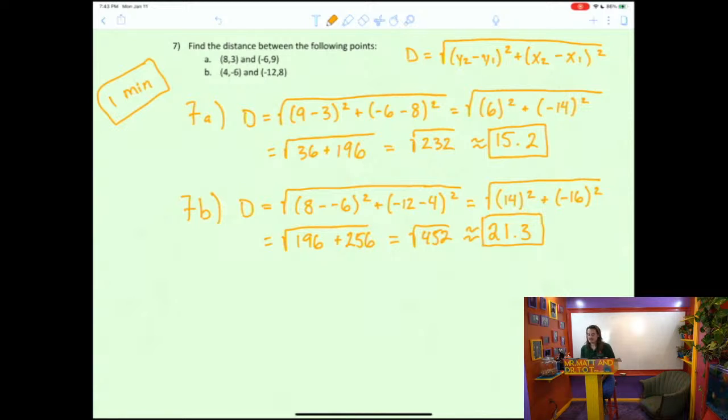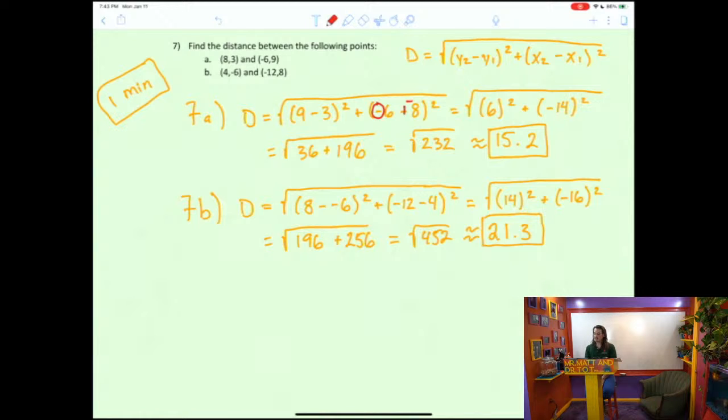So for 7a, if we do 9 minus 3, that's going to be 6. -6 minus 8, we can do leave, change there. Leave the first sign alone, change the operation, change the sign of the second number. -6 plus a -8 is a little bit easier to think about than a -6 minus a +8. So that's going to give you a -14. So -14 squared is 196. 196 plus 36 is 232. The square root of 232 is about 15.2.